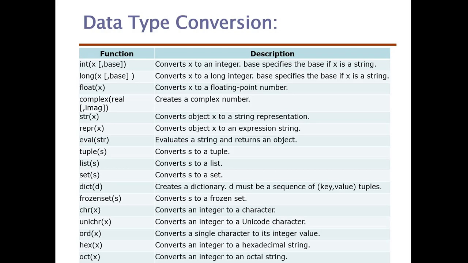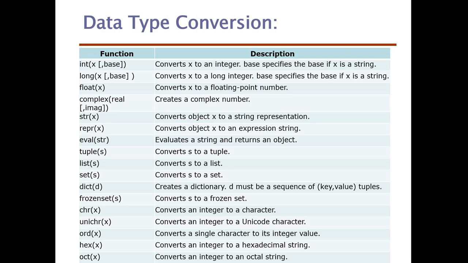So now we are talking about the classification of data type conversion. There are two main types of data type conversion. First is implicit conversion and second one is explicit conversion.